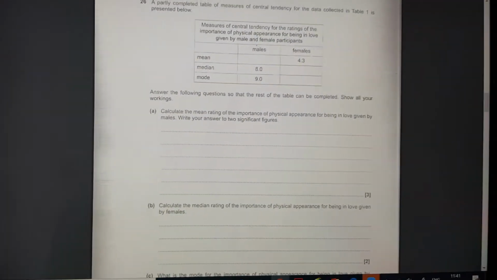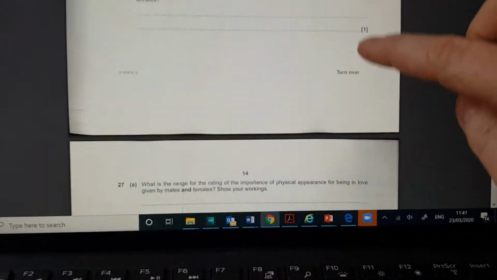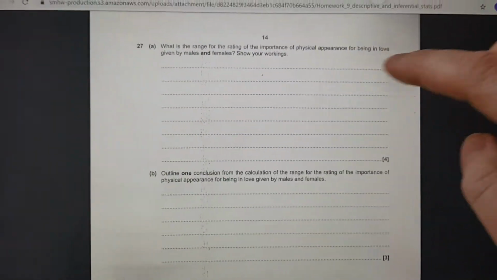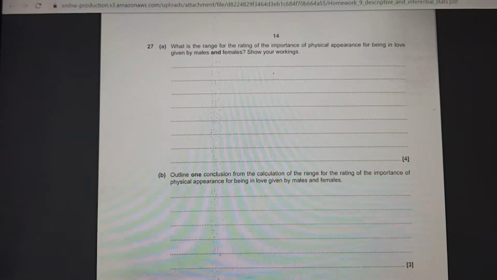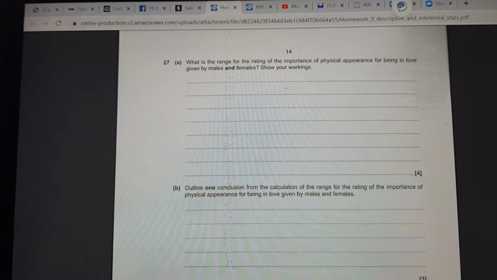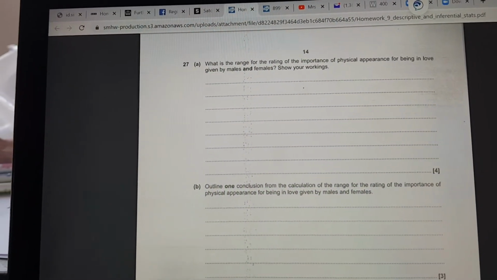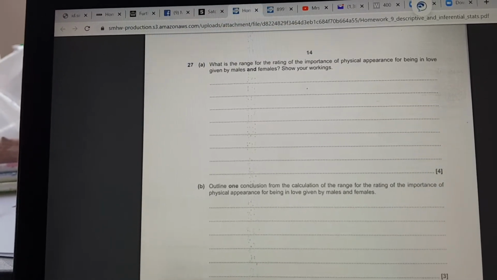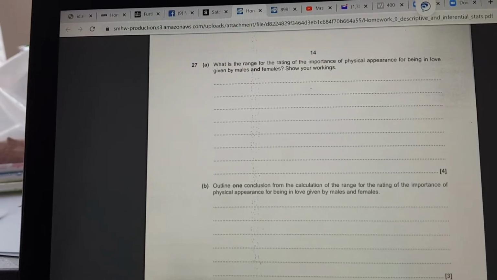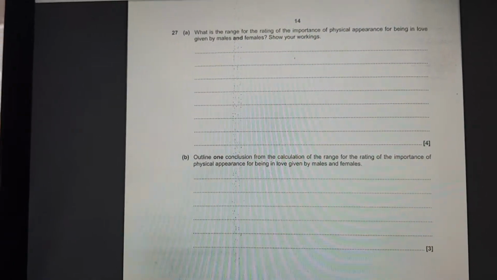Right. The next question, question 27. Yeah, just scrolling up a bit. It's 4 marks there. So it's 2 marks for showing the workings and showing the right answer for the males, and then 2 marks for showing the workings and showing the correct answer for the females. Okay, so you work out the males and females separately, give the correct answer and show your workings. It will give you the 4 marks.